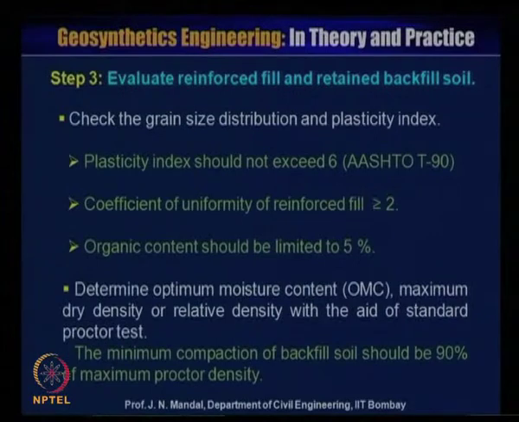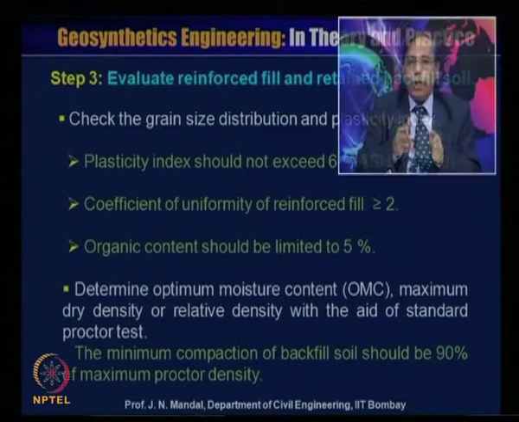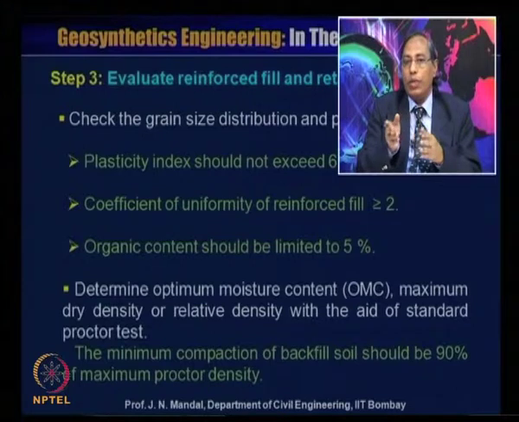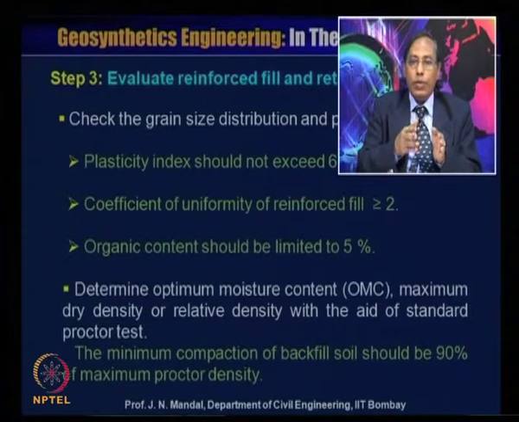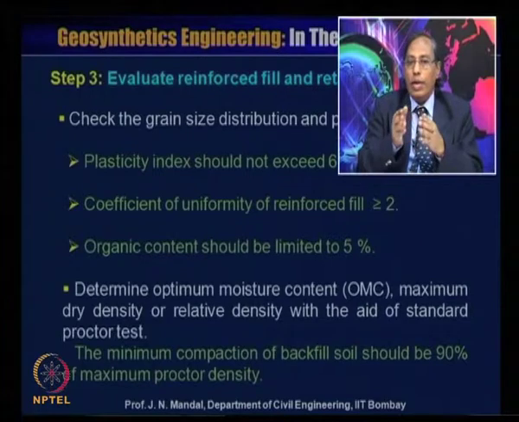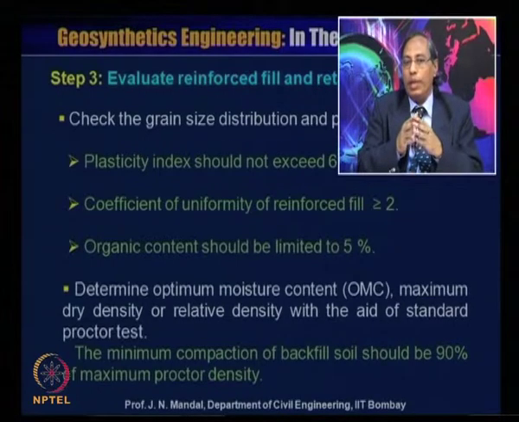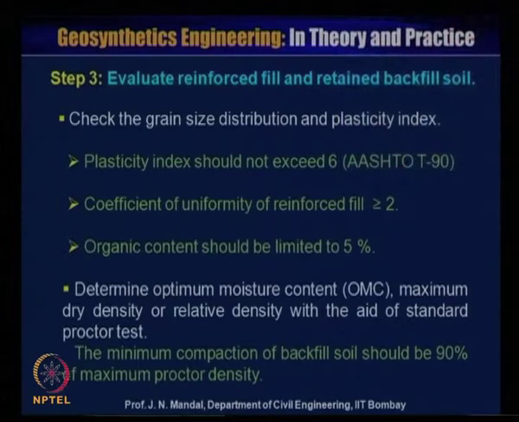Step 3, evaluate the reinforced fill and retained backfill soil. Check the grain size distribution and the plasticity index. Plasticity index should not exceed 6 as per AASHTO T90. Coefficient of uniformity of the reinforced fill should be greater than or equal to 2. Organic content should be limited to 5%. And determine the optimum moisture content OMC, maximum dry density or relative density with the aid of standard Proctor test. And minimum compaction of the backfill soil should be 90% of maximum Proctor density. So you should maintain that density.